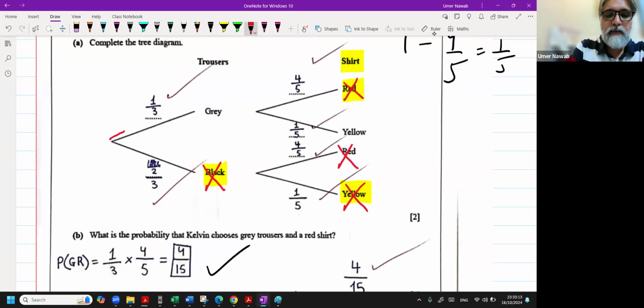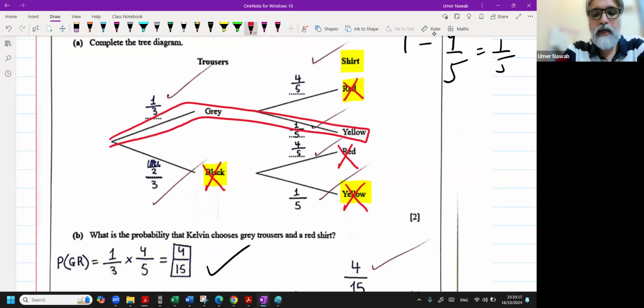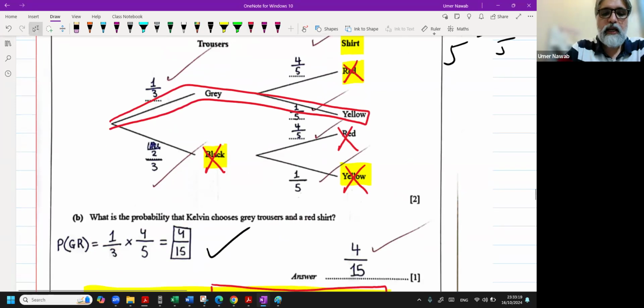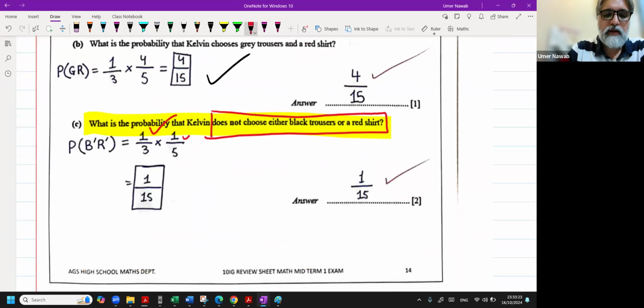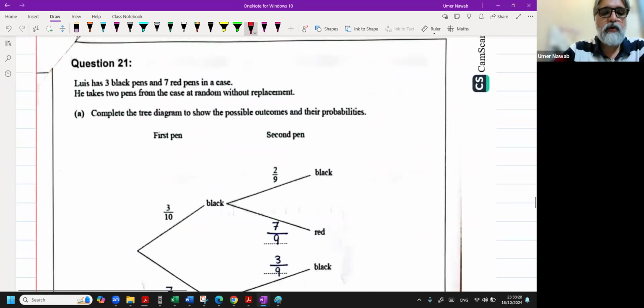So the only branch which is left to us is gray and yellow. So gray is 1 over 3 and yellow is 1 over 5. So 1 over 3 times 1 over 5 will give you 1 over 15. Now we go to question number 21.